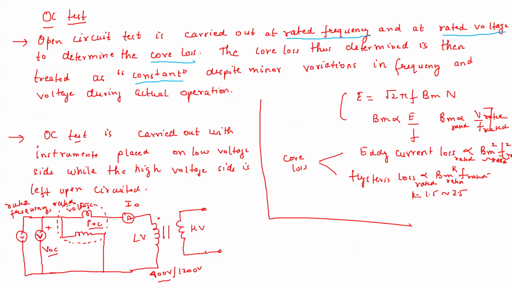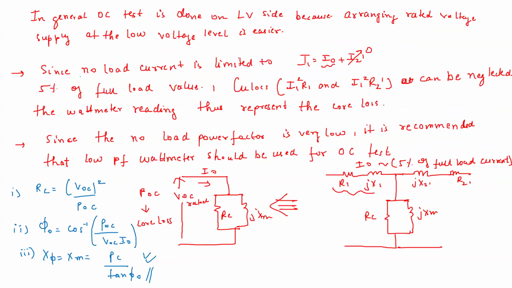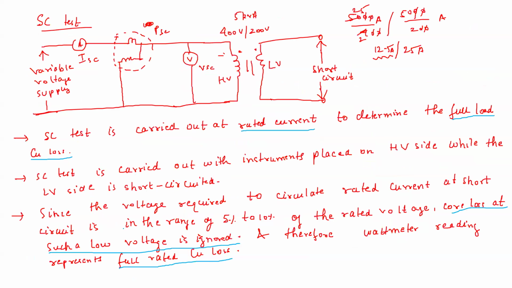Similarly, here also there were some important lines. Since the no load current is limited to 5%, the copper loss can be neglected and the wattmeter reading does represent the core loss. So these are the two important statements in OC and SC test. Now for the SC test, what is the equivalent circuit?